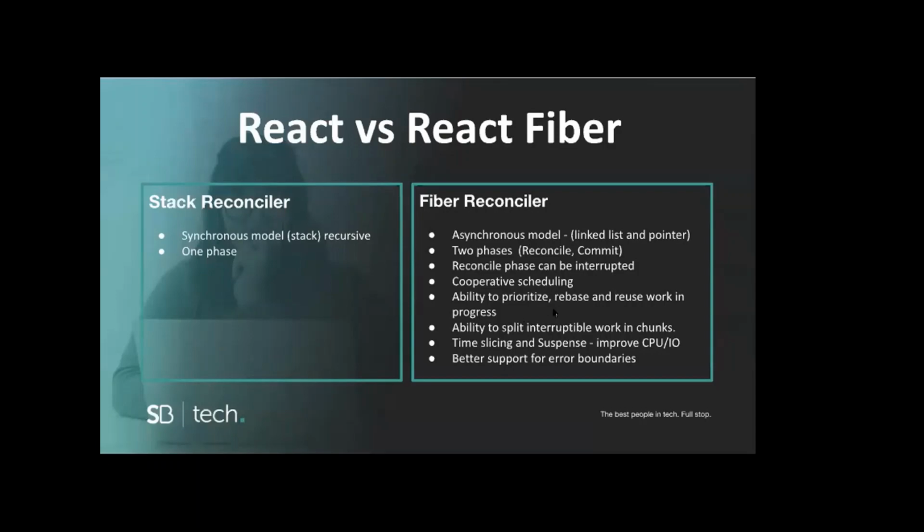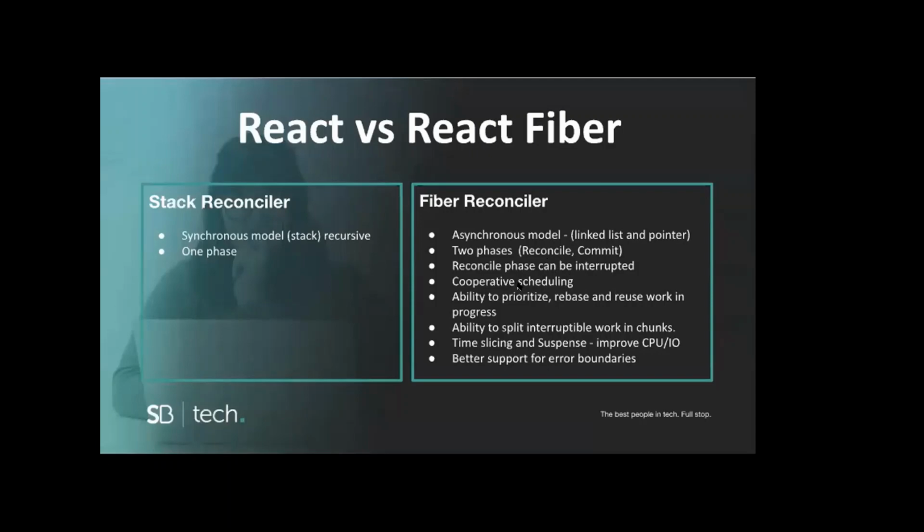Whereas the Fiber Reconciler is an asynchronous model. It uses linked lists and pointers. It has two phases: reconcile and commit. In the reconcile phase, the main thread will not get blocked. During this computation, the main thread can do whatever it needs to do. Once the computation has been done, the updates get flushed. So the reconcile phase can be interrupted, as I mentioned.